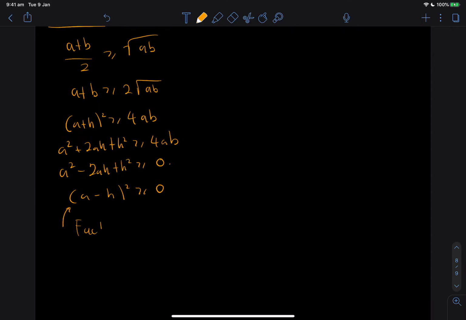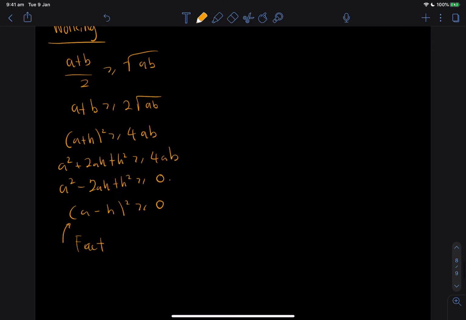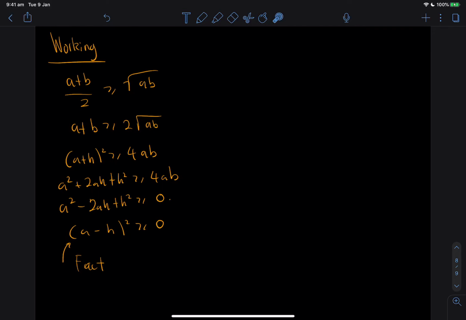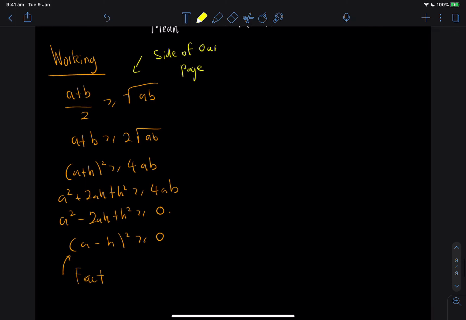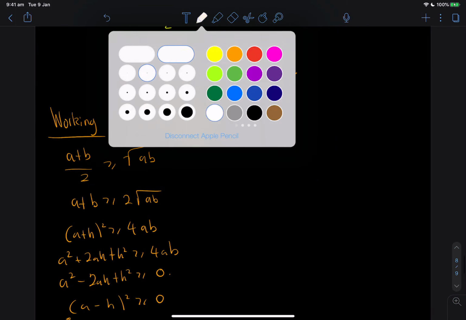We can write this as a fact, because we know that any number squared is going to be greater than or equal to 0, I mean non-negative. Cool. So this is just our working, right? All of this we did just to get this fact. Now the actual proof works back from the fact, moving in such a way that we get back to this expression. So pretend we did all this working on the side of our page, and our actual proof of the question would be over here.